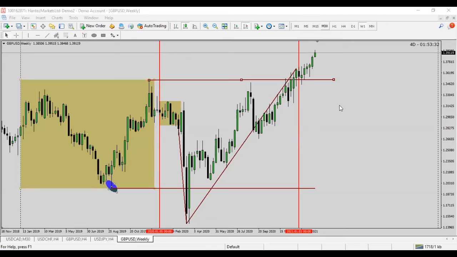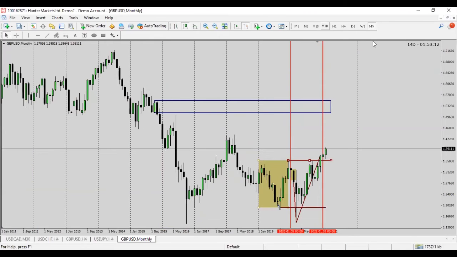So you can see we had the accumulation phase where there was a lot of consolidation. Then the market came down to clear an old low, then formed a turtle soup buy model and then went up. So the move up is the true intention of the market. That is why it is called the distribution phase.